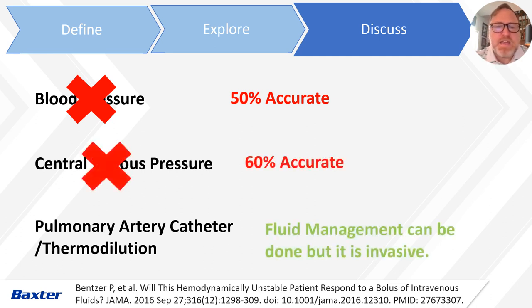Next is CVP. I still see this used, and there's been an attempted rebirth of this as well. It's only about 60% accurate, which was looked at in the Benster study as well. And we really need to shy away from CVP for fluid responsiveness. It's a really good indication of right atrial pressure, but not a very good indication of fluid responsiveness altogether. So we need to really shy away from that if we can.